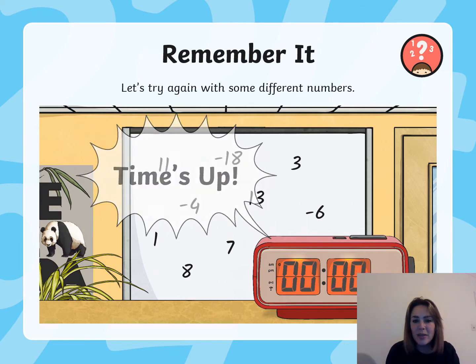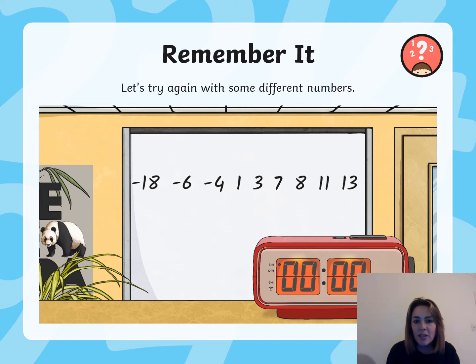Okay, so your time's up. Have a look and see how you've done. Do some self-assessment for me. This number sequence doesn't actually have the number 0 in it. However, we have got the number 1, and we can see that -18 is the lowest number, and 13 is the highest number.